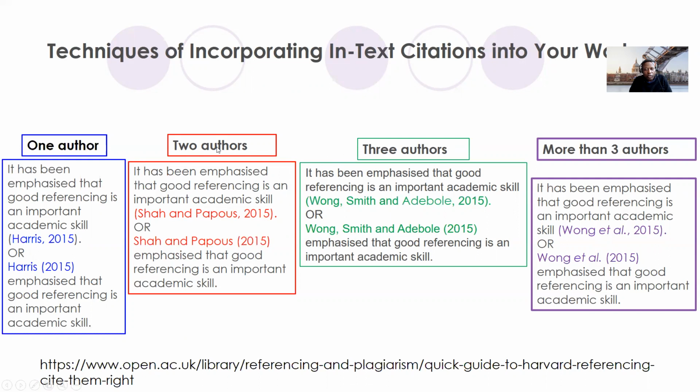When you have two authors, then you take the surnames of the two authors, giving credit to the main person, or to the first name on the article. Shah and Papus, 2015, or Shah and Papus, brackets 2015, depending on the position, whether it is in the middle of the text or beginning or end of a sentence, end of a statement.